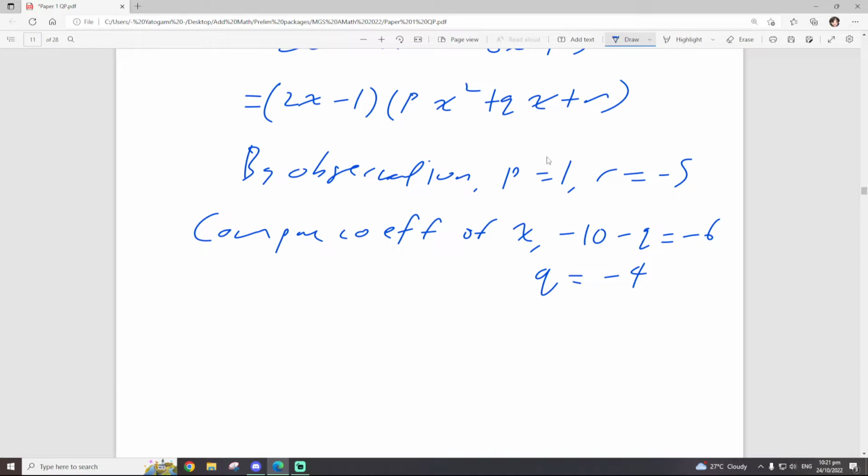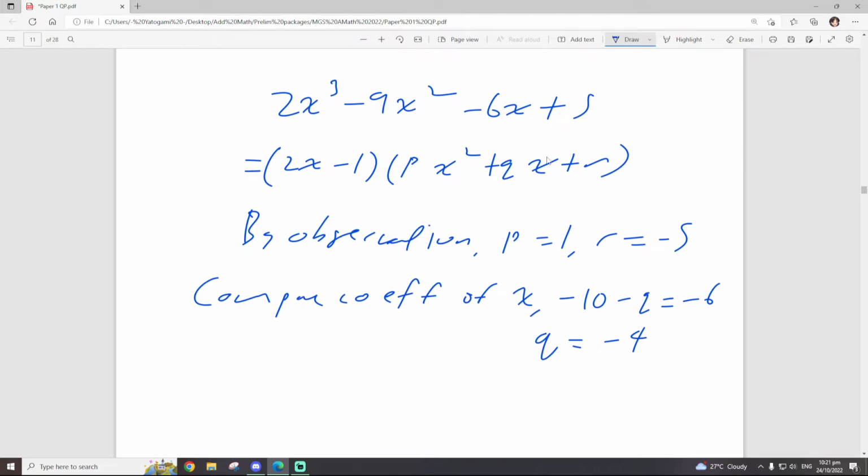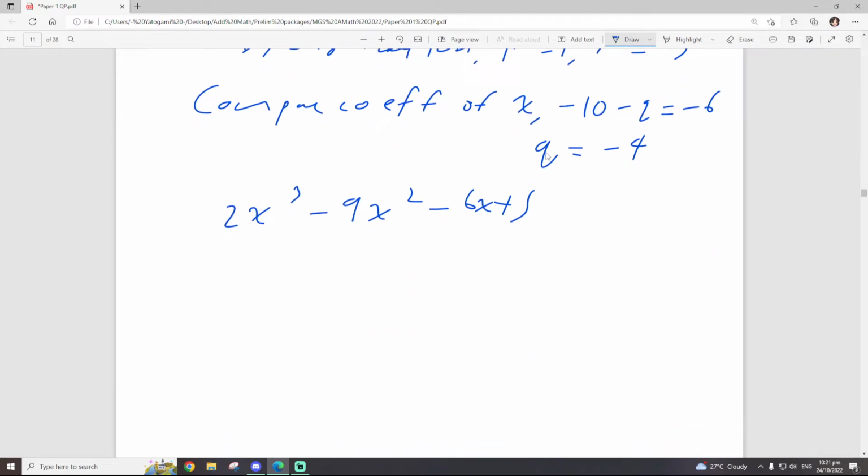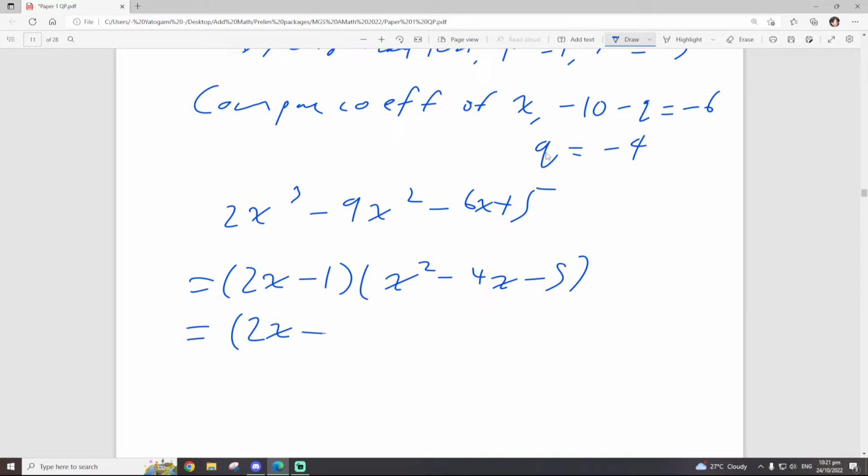So therefore, we want to solve the quadratic equation. Actually, we don't need to solve anything. We just need to factorize it, right? Yeah, factorize. So this is (2x - 1)(x^2 - 4x - 5), and it just so happens this can be factorized further. So it's (2x - 1), and this can be factorized into (x - 5)(x + 1).